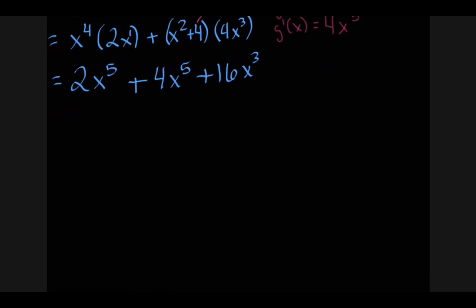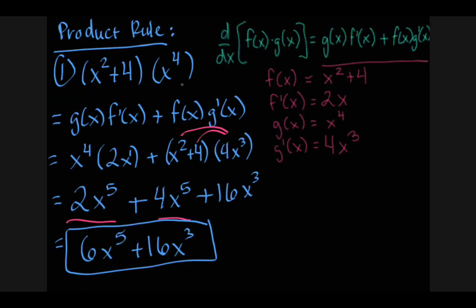The last part for finding our derivative will be simplification. So 2x to the 5th plus 4x to the 5th. Those are like terms, because they both share an x to the 5th. So we can add them together. We have 2 of them plus 4 more of them. So we will have 6x to the 5th plus 16x cubed. And we're done.